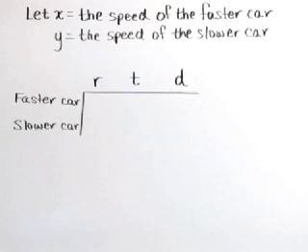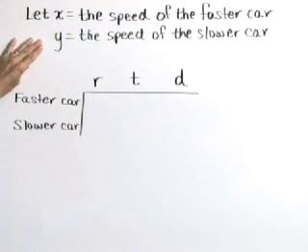Well, we've completed step one. We've read the problem carefully. In step two, let's define our variables. Let x equal the speed of the faster car and y the speed of the slower car. Now let's move on to step three, and let's try to write a system of equations.